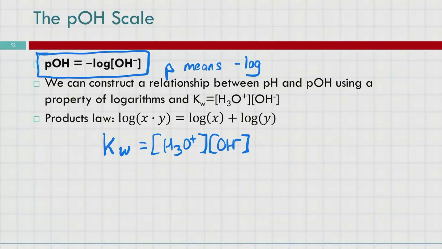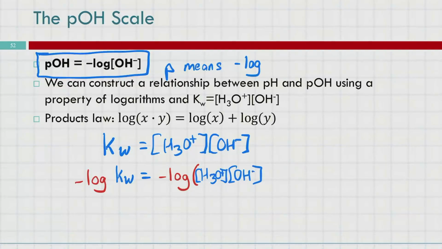What we can do to this whole thing is take the negative log of both sides. So we get negative log Kw equals negative log of the H3O plus concentration times the concentration of hydroxide. And thanks to our friend the product's law, things that are multiplied inside of a logarithm can be separated out into their own logarithms. So we're going to use that property.